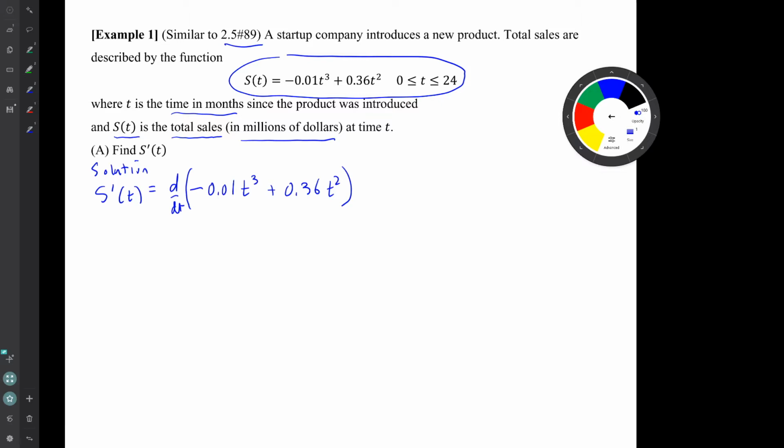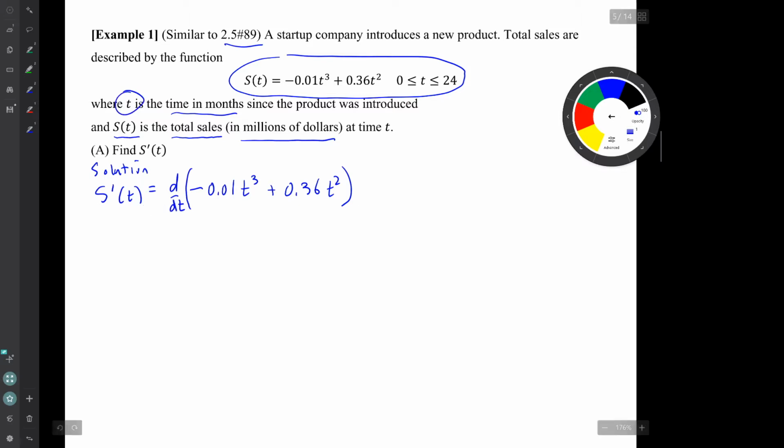Remember the format of the solutions. We start by writing the thing that we're going to be computing, and then we set up the calculation that will give us that thing. But we don't actually do the calculation in the first step. We just set it up. And also notice that we have d over dt. I should make that a little clearer, because the variable is time, t, not x.